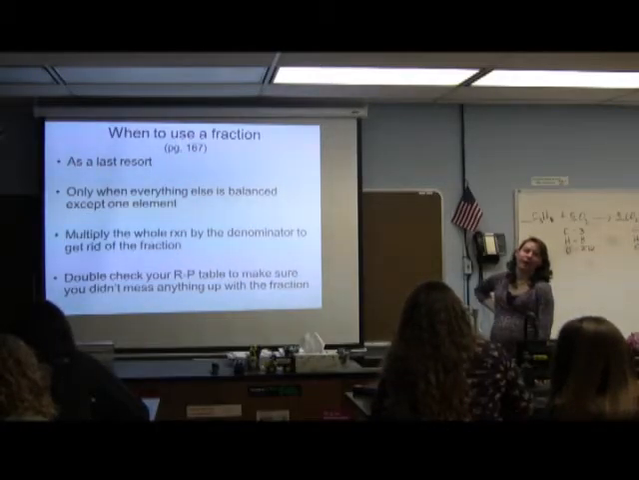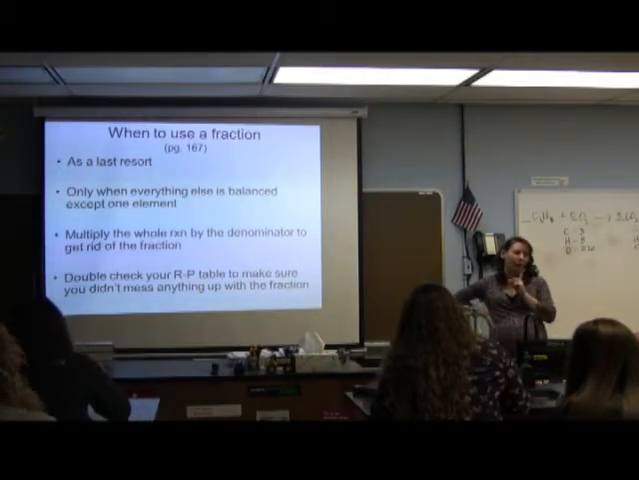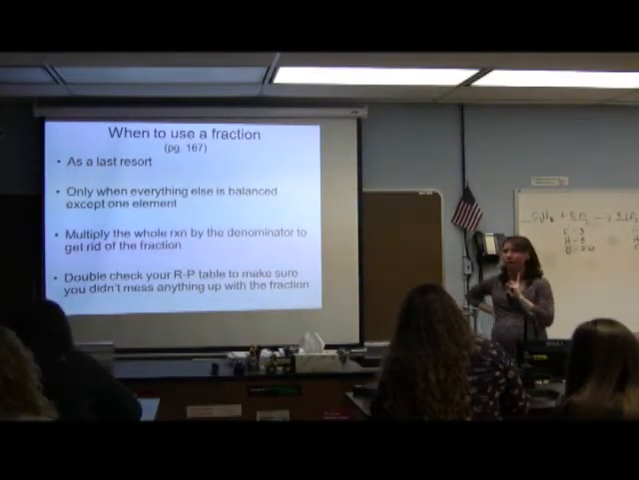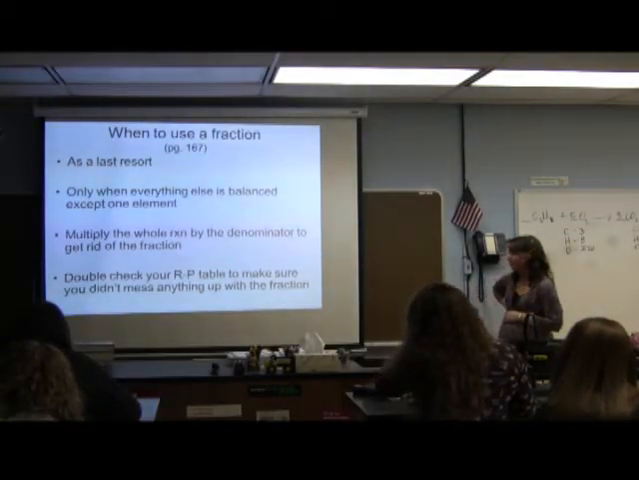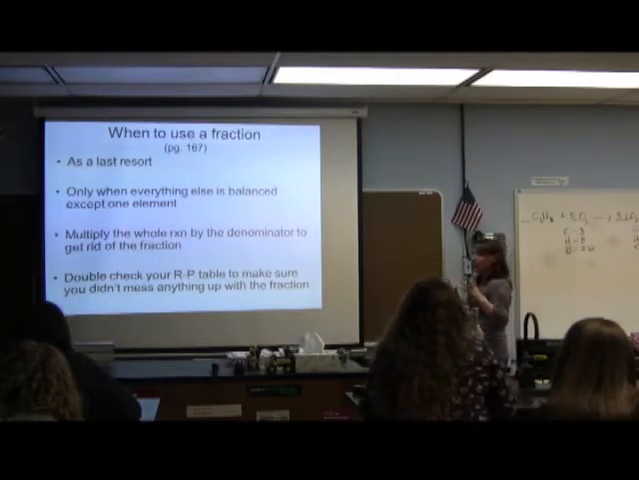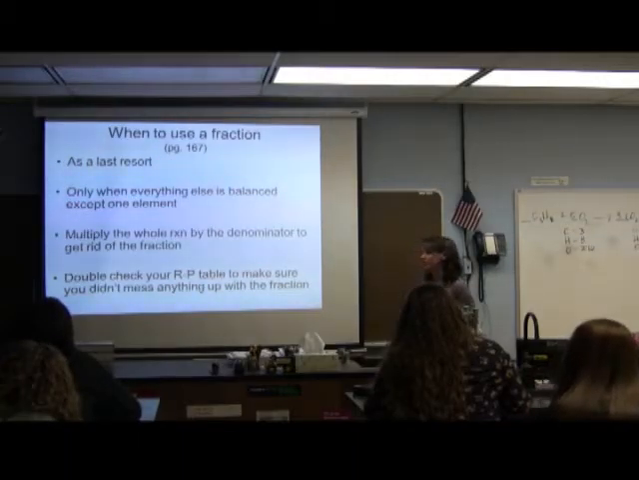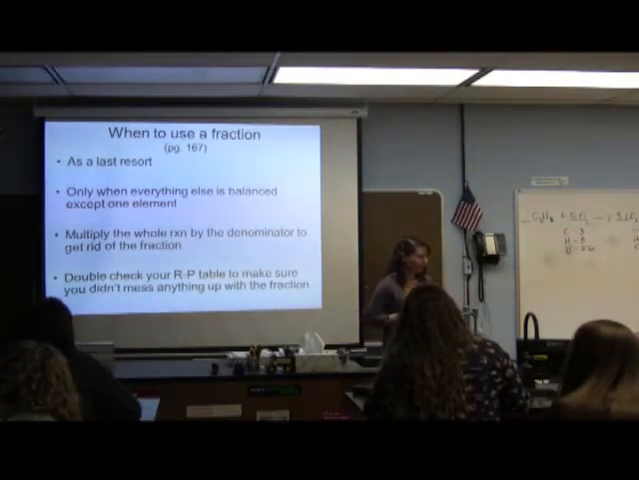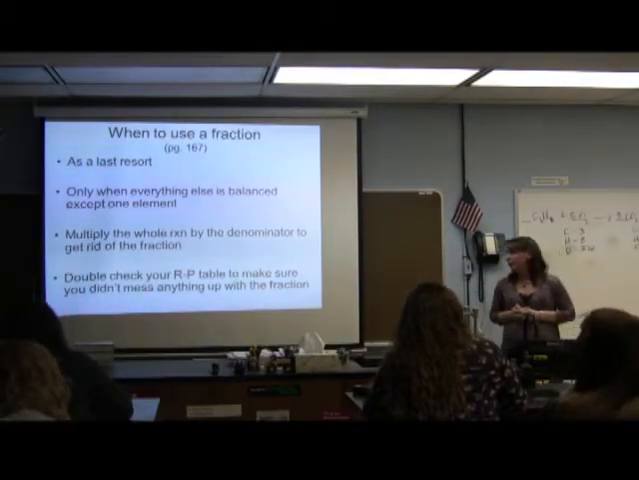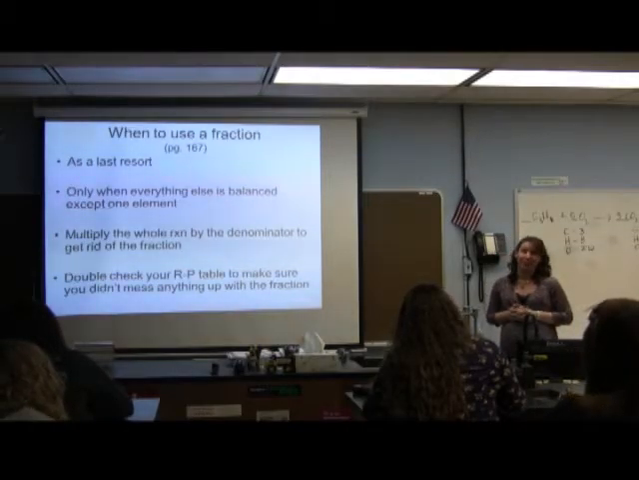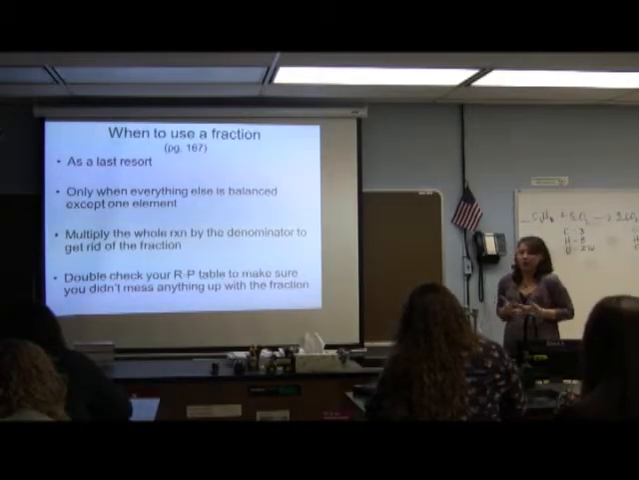Okay, so we only use a fraction as a last resort. If you've got everything else balanced but that one pesky atom that just won't balance, that's when you're going to use a fraction. It's only a last resort. And then always multiply the whole reaction by the denominator to get rid of that fraction. I don't want to see any fractions in your final answer. I want you to get rid of them. And then always double check your reactant product table to make sure that when you got rid of that fraction, you didn't mess up. Go back and double check your work. And the fraction one is as hard as it's going to get.